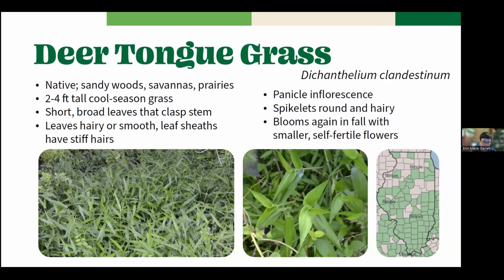This one has variation on the leaves. They can be hairy or smooth, but typically we do see leaf sheaths that have really stiff hairs on them, and we'll see that in a second. The leaves are also short, broad, and you can see they clasp the stem. Okay, so that whole leaf base is going to wrap around the stem of the grass. Like I said, we're going to have panicle inflorescences. The spikelets are going to be round like the rest of our dichanthelium, and it has that double bloom window.